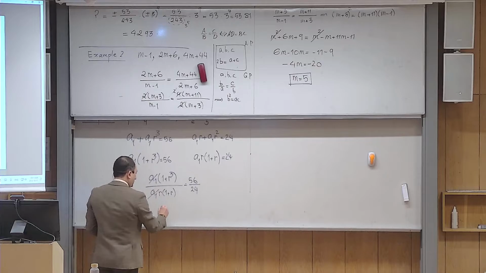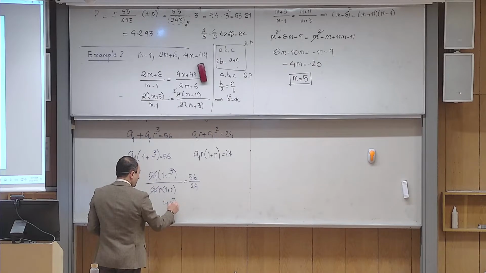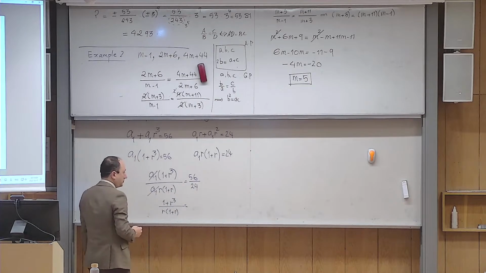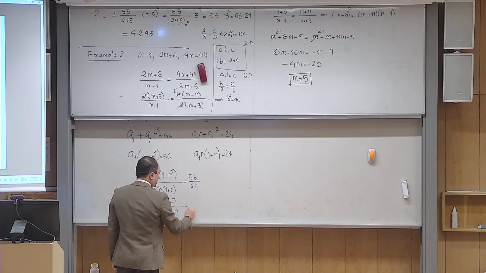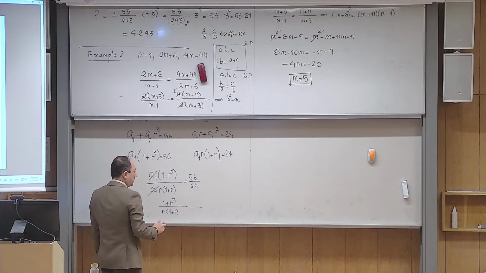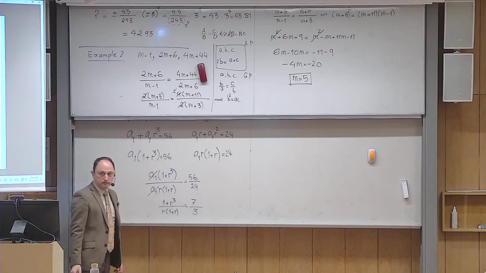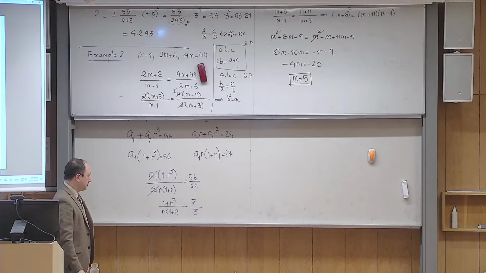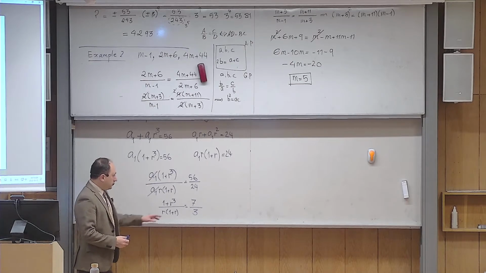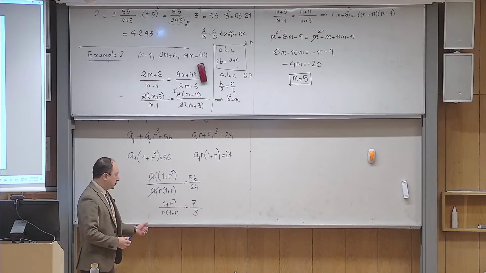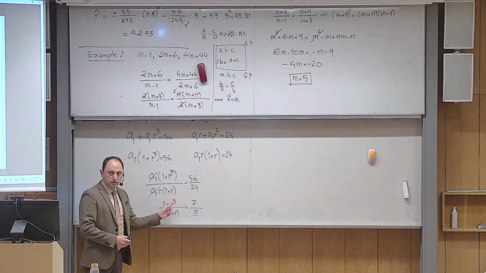So this becomes 1 plus r cubed divided by r, 1 plus r. On the right hand side, I can divide by what? To simplify 56, by 8, it becomes 7, and it becomes 3. Okay. If I just immediately want to use this, then what will happen? I will face a third degree equation.